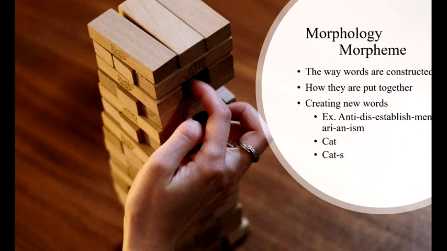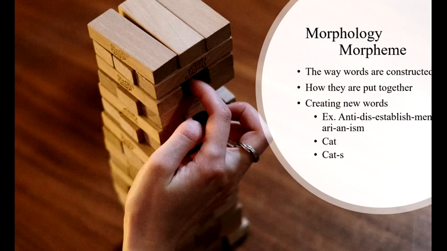Moving on, we have morphology, which studies the way words are constructed and the way that they are put together. So we all know that there are certain prefixes and suffixes, such as in the famous word anti-disestablishmentarianism, which is an extreme example. These different parts, prefixes, suffixes, and even the root word itself, like establish, as we see here, these are what we call morphemes. These are the building blocks of language, hence the picture of the Jenga here.